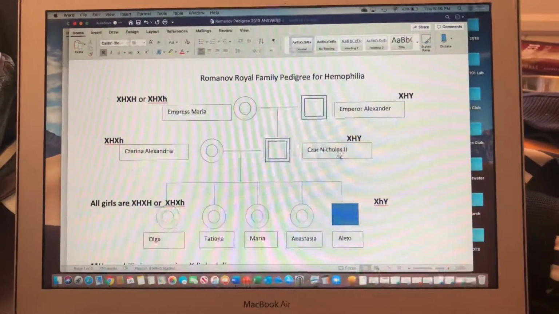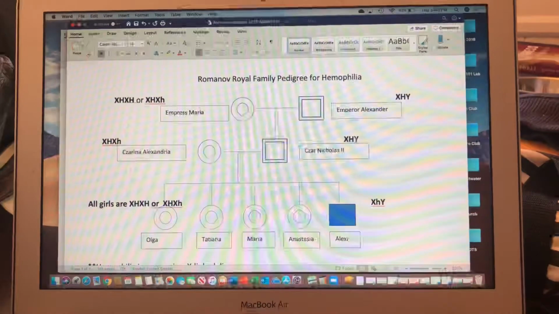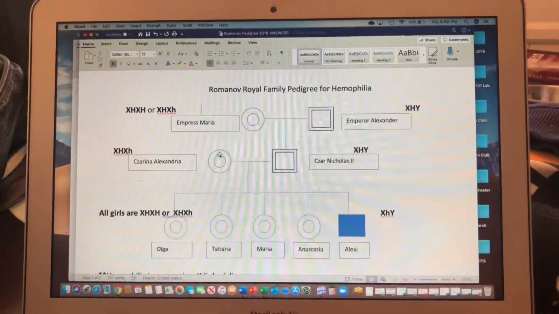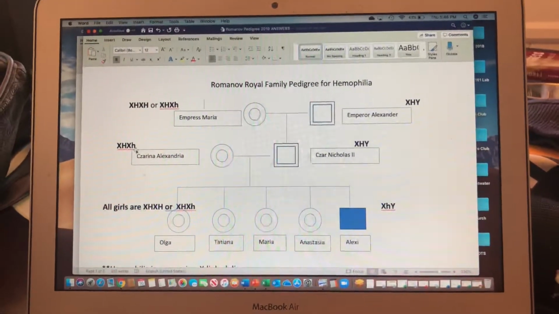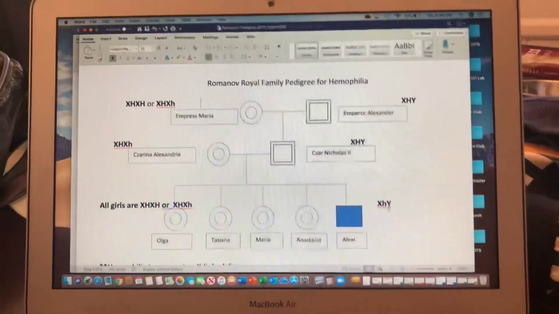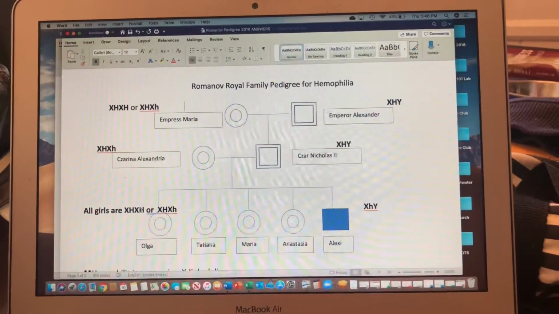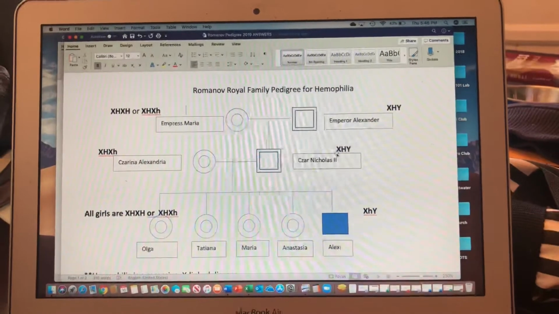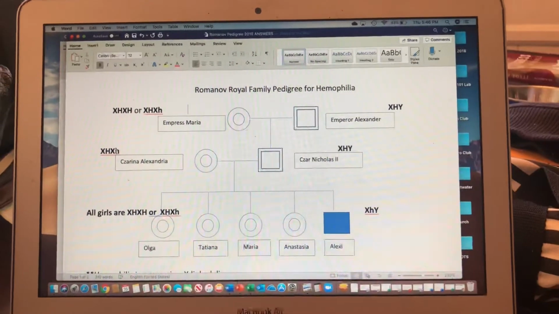When we look at his father, Tsar Nicholas does not have the disease, therefore his H must be dominant. But that means his mother, who does not have the disease, must be heterozygous. She must have a dominant to make her healthy, but she's carrying a hidden recessive that she then passed down to Alexi. This means that all of the daughters are either fully dominant and do not have the disease at all because they got a dominant from mom and a dominant from dad, or they're like their mom and they got the dominant from dad, but they're carrying the recessive H from mom.